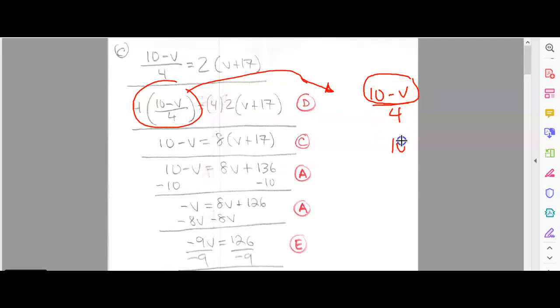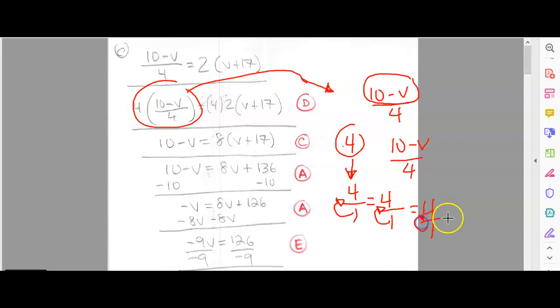So I have 10 minus v over 4. Well, with the 4 here, I can change any whole number, like 4, into a fraction by simply putting a 1 underneath it. Huh? How does that work? Take a look. How many sets of 1 are in 4? 4. Turn 4 into a fraction. How many sets of 4? Are you getting the idea here now? So that's the reason why we can do that.